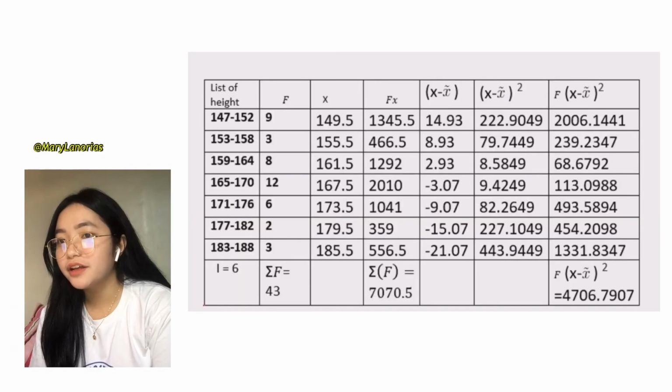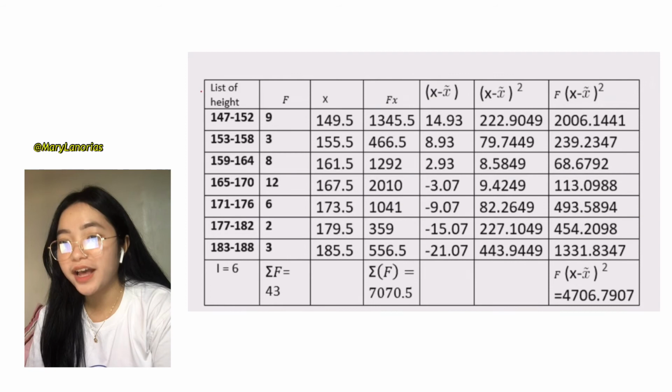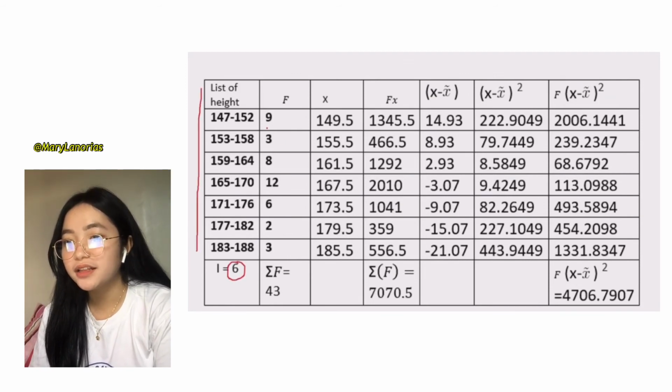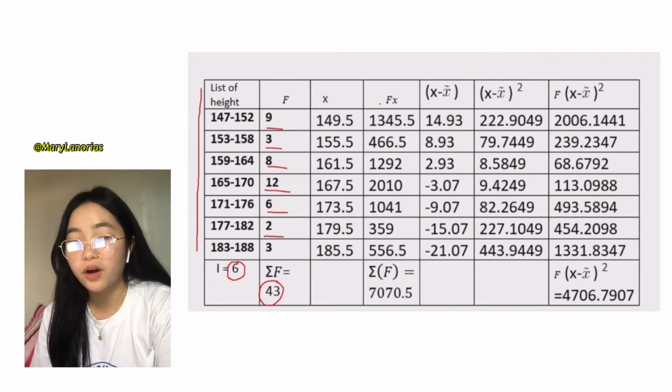So here we have a new table. This is quite similar to the table that we had before, but here we have our list of heights, our interval of 6, our frequency, which is 9, 3, 8, 12, 6, 2, and 3, and our total frequency, which is 43. For the next column, we have our class marks, which are 149.5, 155.5, 161.5, 167.5, 173.5, and so on. And we have the product of our frequency and our class mark, which is 1,345.5, and so on.